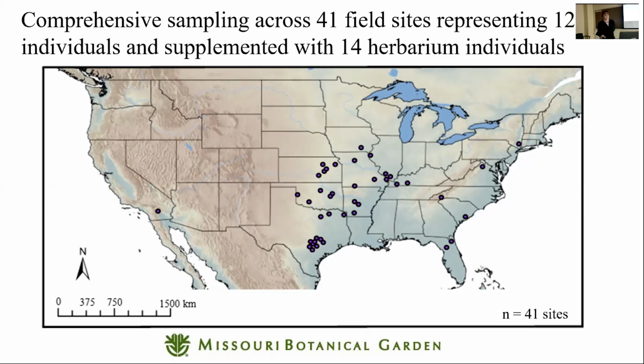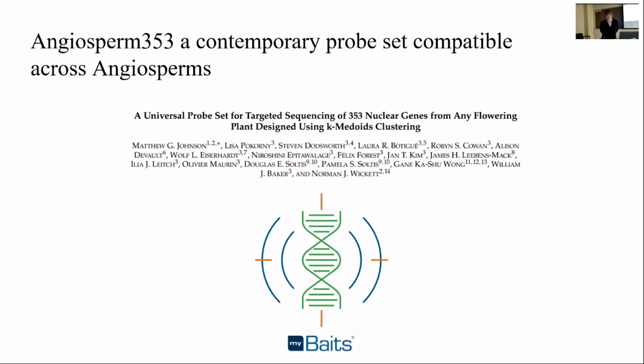So next, I wanted to work to expand the genetic sampling, and I did this using a contemporary probe set called Angiosperm 353, which is broadly applicable across all angiosperms. This probe set targets 353 low-copy protein-coding nuclear loci that are present in most angiosperms. So this is really helpful for a number of reasons.